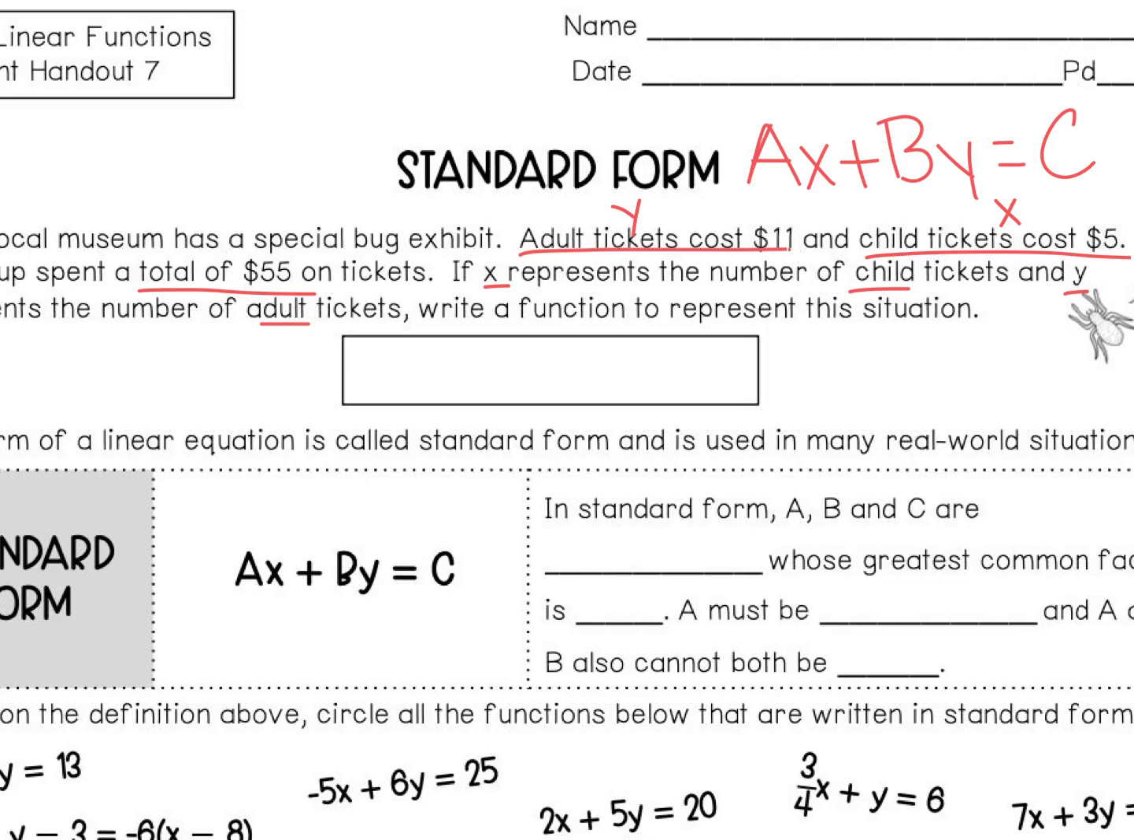Write a function to represent the situation. So this is more real life. Maybe you don't go to a museum. Maybe you're going to the movie theater, right? Where tickets cost different amounts.